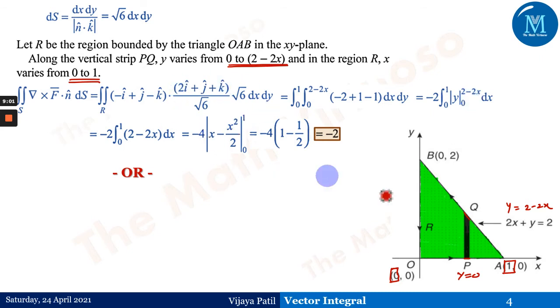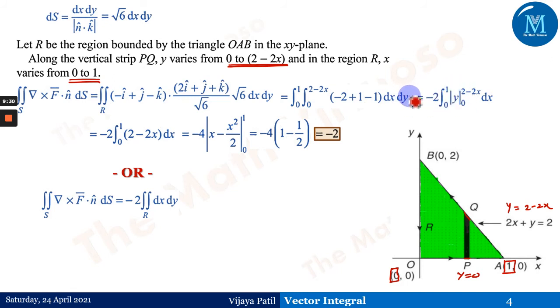For this, either we have the option to take the strip parallel to the y-axis, otherwise there is another way to find this particular integral. And how could we do that? This is del cross F bar dot n cap dS, which is nothing but minus 2 into double integral dx dy. That is what we have got here, right? So minus 2 plus 1 minus 1, we'll be getting 1 minus 2 times dx dy. So this is what we have got, right?